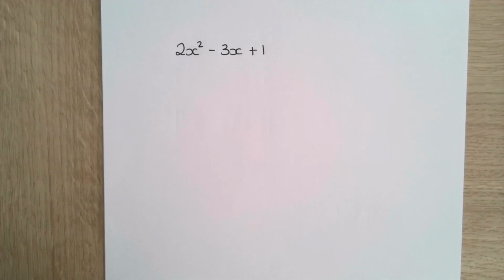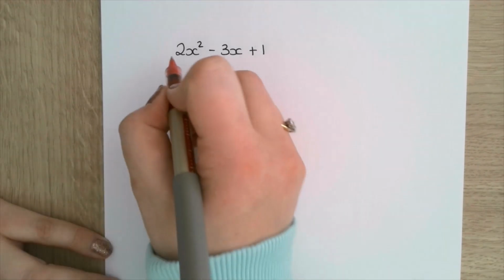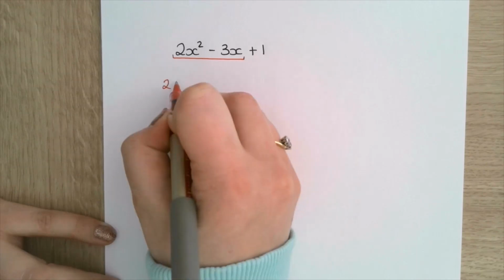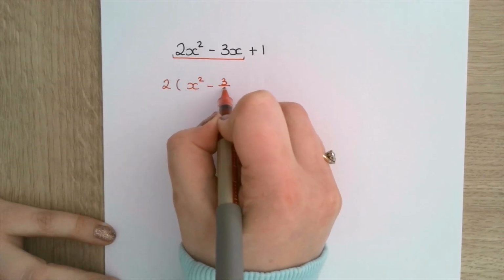Now, you may not believe me, but keeping things in fractions is a lot easier than putting it into decimal form and relying on a calculator, because it could be in a non-calculator paper. So factorising my first two terms by pulling out that coefficient of 2, I'm left with x squared minus 3 over 2 x.